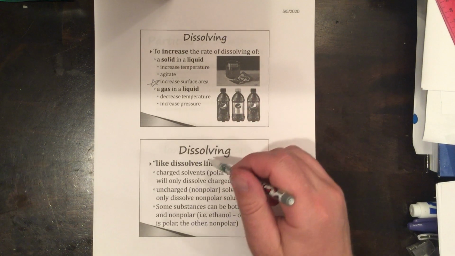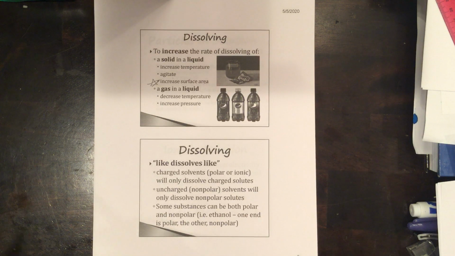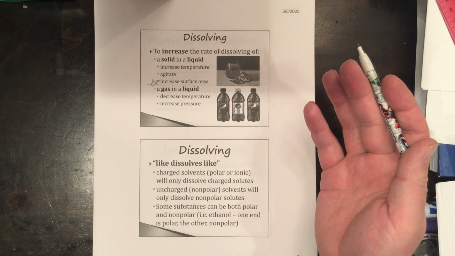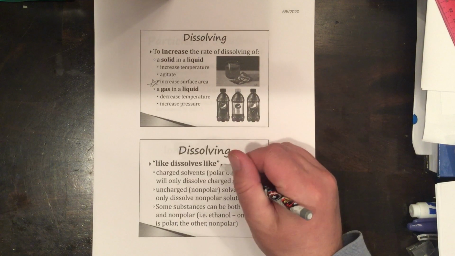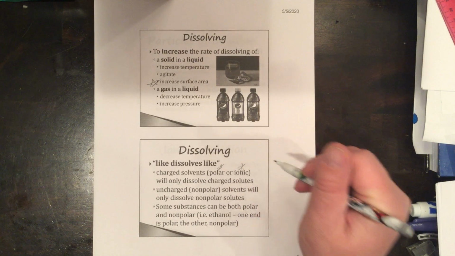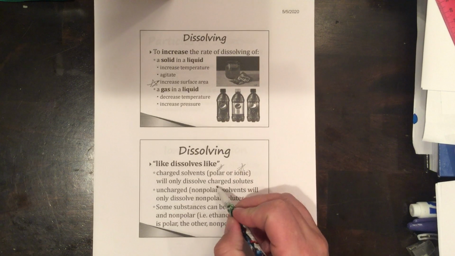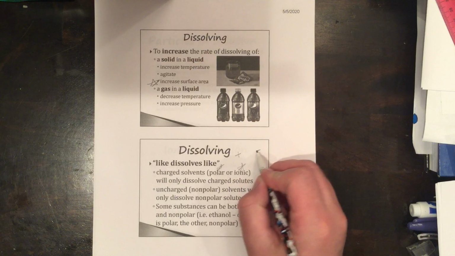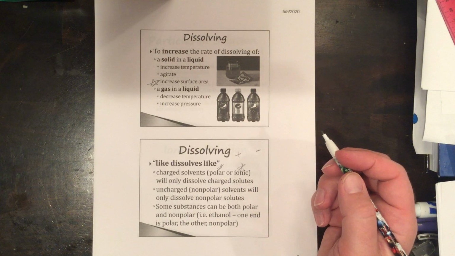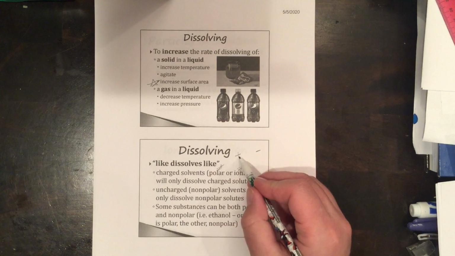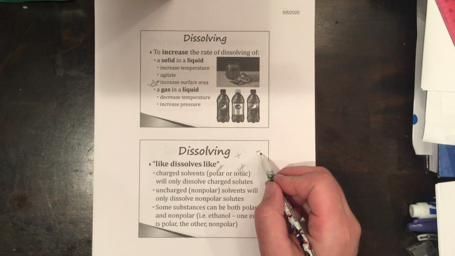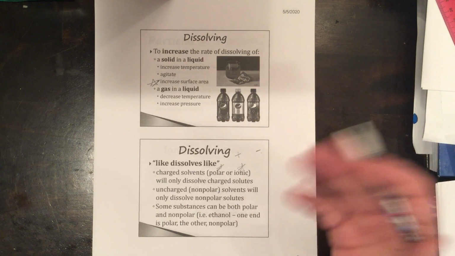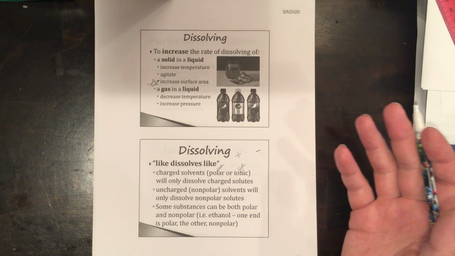Now, I like this one down here, dissolving. Likes dissolve likes. So how will you know that something will dissolve something else? If they are the same type of substance, they'll dissolve. For example, polar or ionic will only dissolve charged solutes. Why? Because when you have a polar, on one end it's positive, on the other end, let's say it's slightly negative. Okay, and the same thing with ionic. You'd have like a positive side and a negative side. So those would dissolve things that are also charged. Okay.